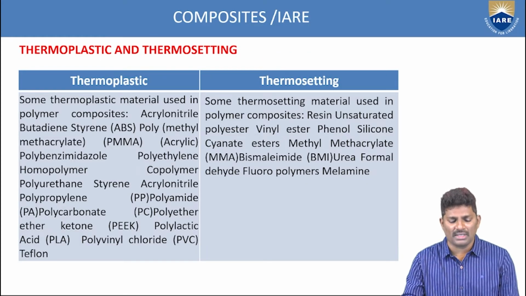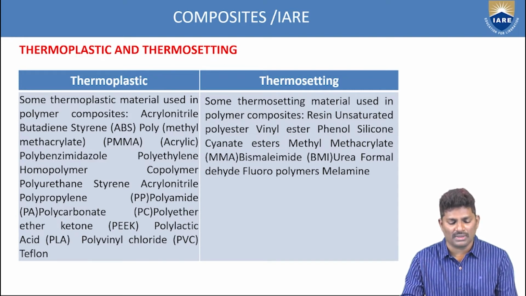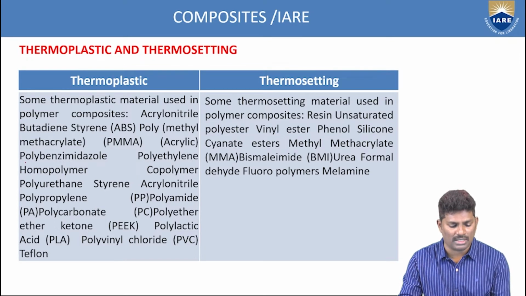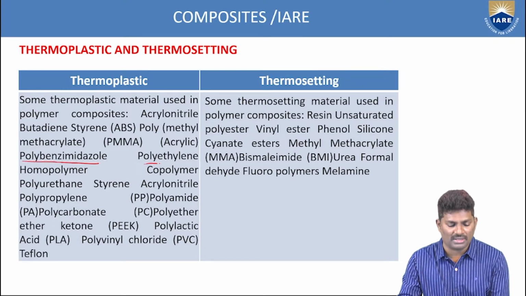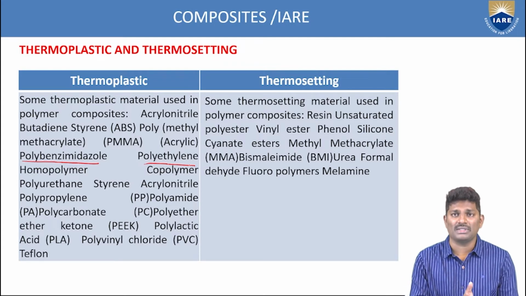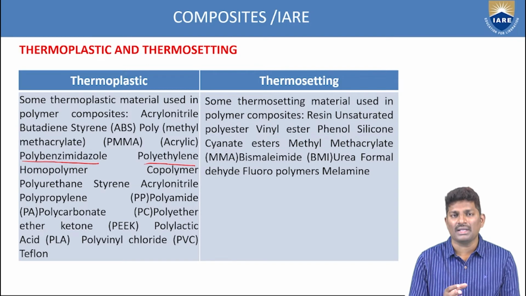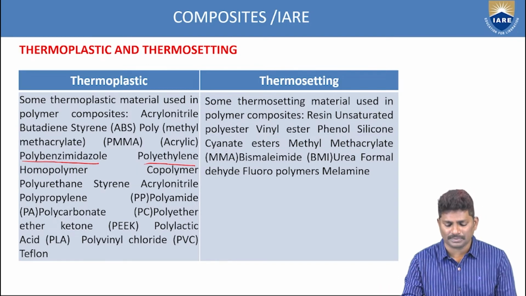And coming to the other thing, what are the examples of these thermoplastics as well as thermosettings? You see the thermoplastics examples. You have the materials used in polymer composites like butadiene, styrene, polybenzimidazole, polyethylene. So these are some of the examples of the thermoplastics. When you compare with the thermosettings, you have very limited things. Why? Because they cannot be reused. That's why you have a very limited type of composite materials when you compare with the thermoplastics.